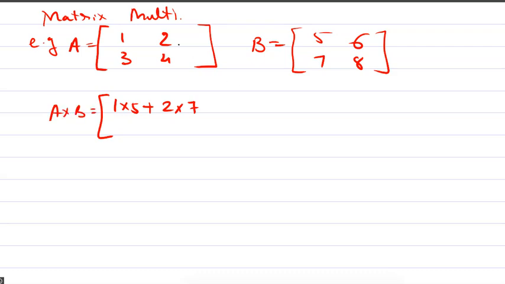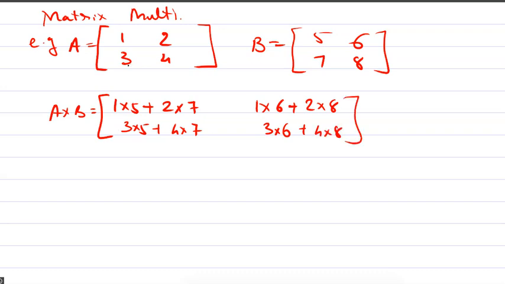And for this, 1 multiplied with 6 plus 2 multiplied with 8. Similarly here, 3 multiplied with 5 plus 4 multiplied with 7. And for here, 3 multiplied with 6 and 4 multiplied with 8. That is how you used to do matrix multiplication. This entry multiplied with these entries and the corresponding sum. So try to define, I am giving you as a task, give a general definition of matrix multiplication.